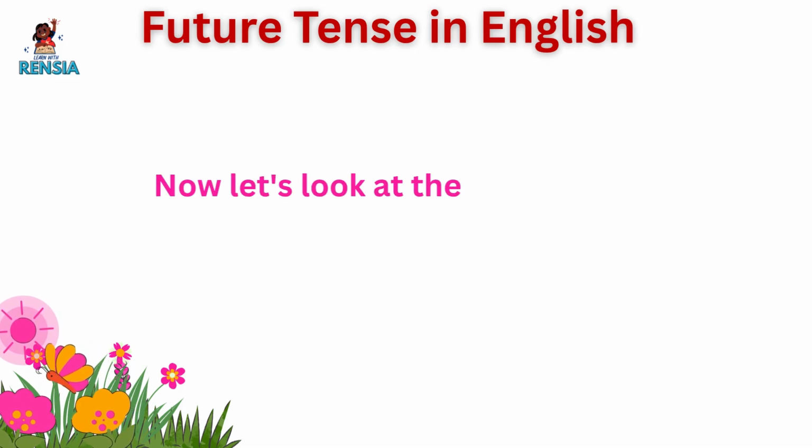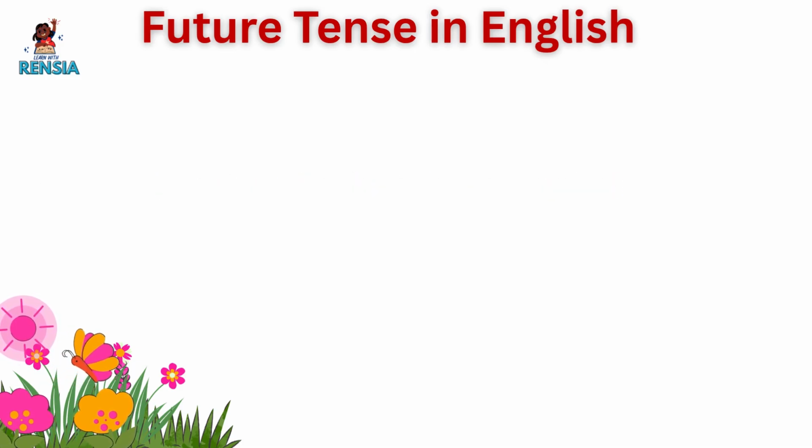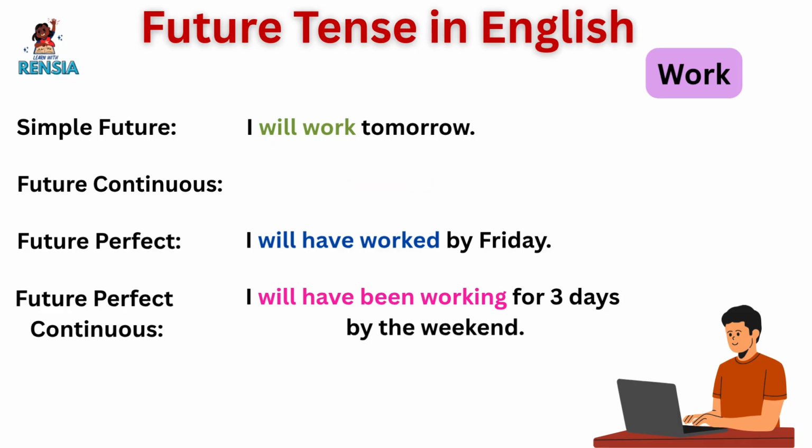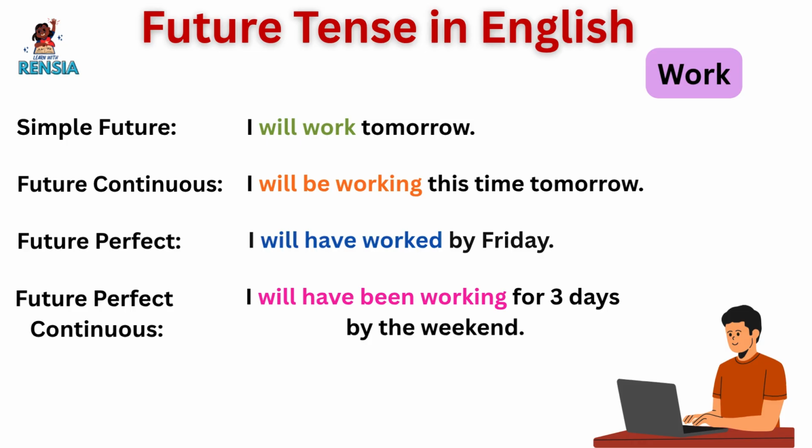Now let's look at the examples. Work: I will work tomorrow. I will be working this time tomorrow. I will have worked by Friday. I will have been working for 3 days by the weekend.